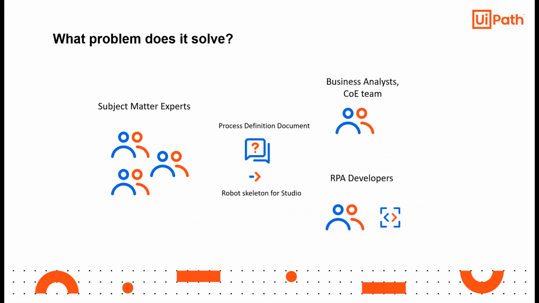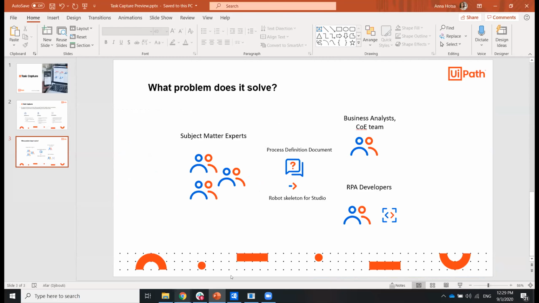So what kind of problem does Task Capture solve? Task Capture bridges this gap between subject matter experts, business users at your company, and business analysts who have to analyze documentation by getting the process definition document from Task Capture, and also between RPA developers who get the robot skeleton for UiPath Studio. So now let's see how it actually works.